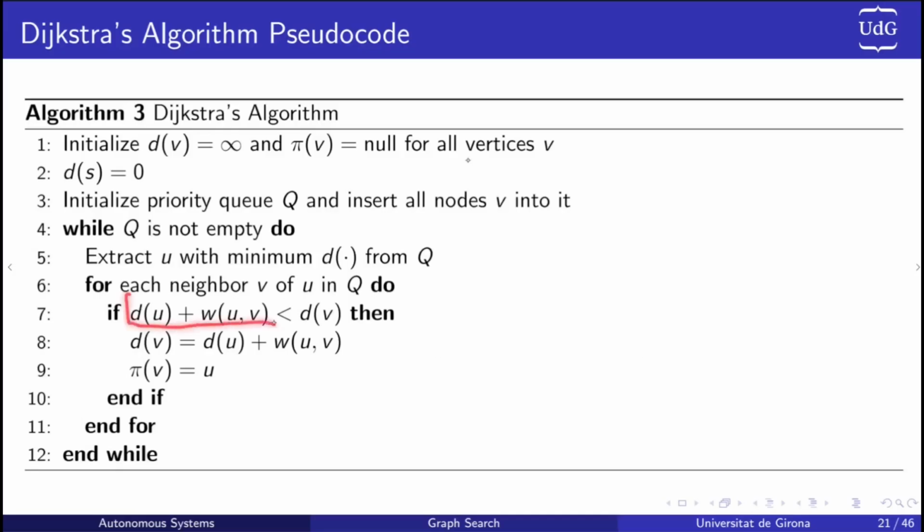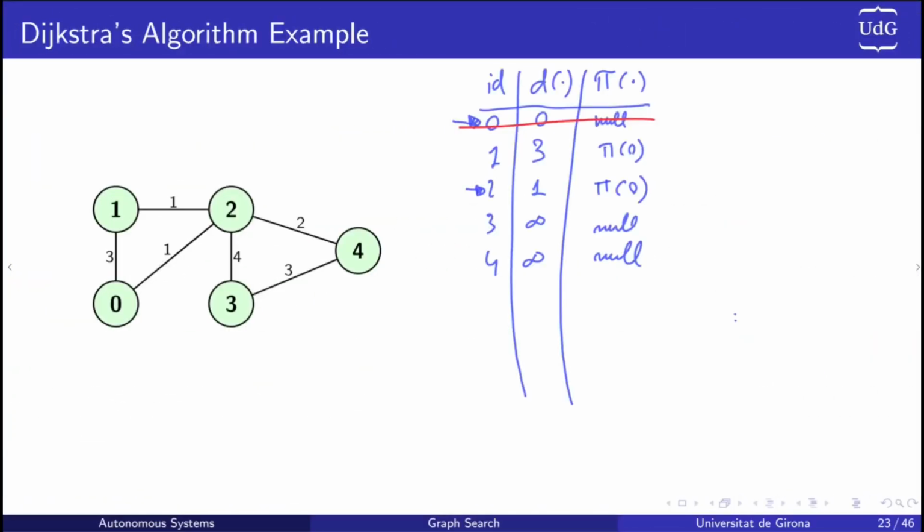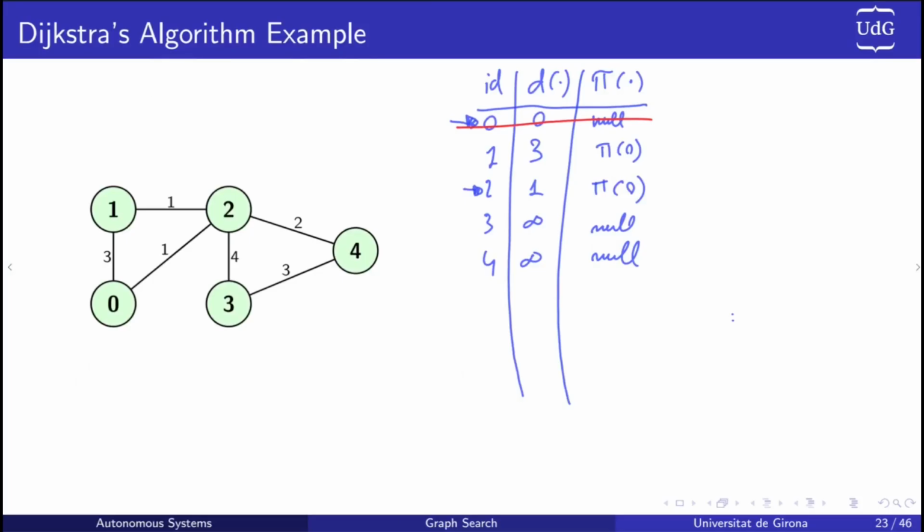I'm talking about this sentence: the cost of reaching 2 plus the cost of moving from 2 to 1. This is 2, and the distance of 1 was 3. Because 2 is smaller than 3, I'm going to update D, and I'm going to update how to reach this node. Is it clear? Good. Then here I just change that, now this is 2. And now I don't come from 0, I come from 1. Okay? I've checked this neighbor, but I have more neighbors to check.